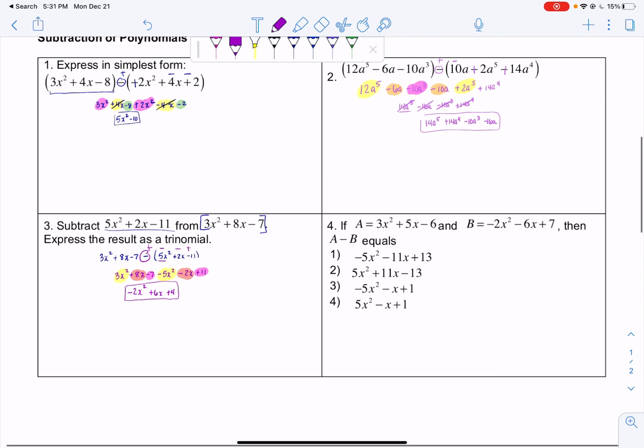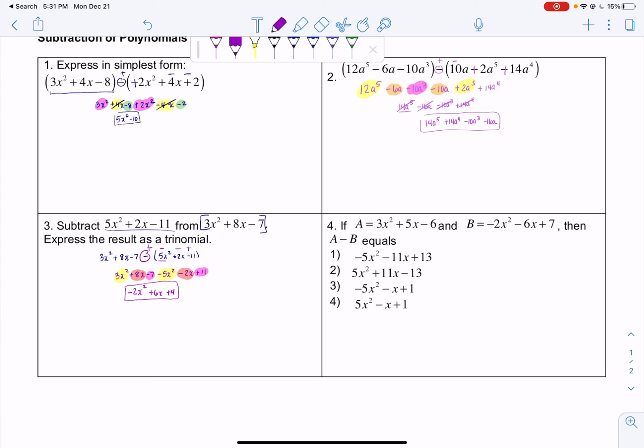Now, number 4. These I didn't put on your Delta Math assignment, but they can pop up on Delta Math, and they definitely pop up on the regions. It's called substituting polynomial expressions. So, number 4, if a is equal to 3x squared plus 5x minus 6, and b is equal to negative 2x squared minus 6x plus 7, then a minus b is equal to what?